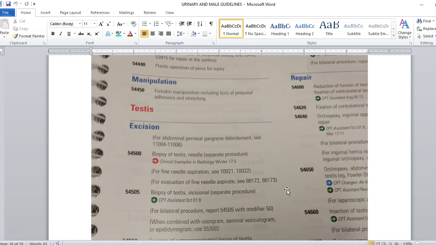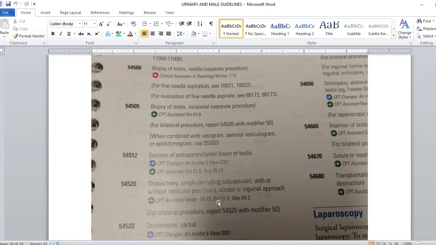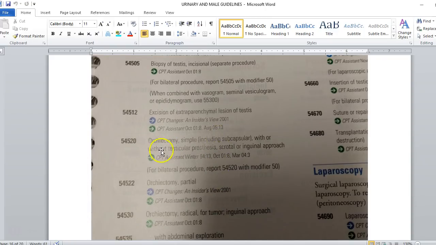When you get to page 363, this is where we start seeing procedures on the testes. So we're going to see everything from the biopsies, again, a needle versus incisional. Again, this is where we're going to start seeing the orchiectomies. Again, if they have to, they will remove the testis or the testes for a testicular cancer patient, depending on the extent. They try to save them if they can.